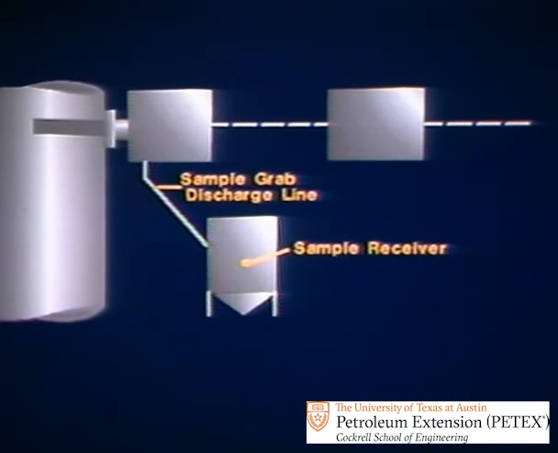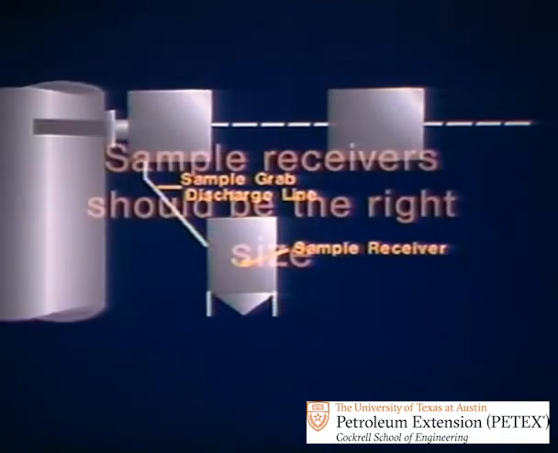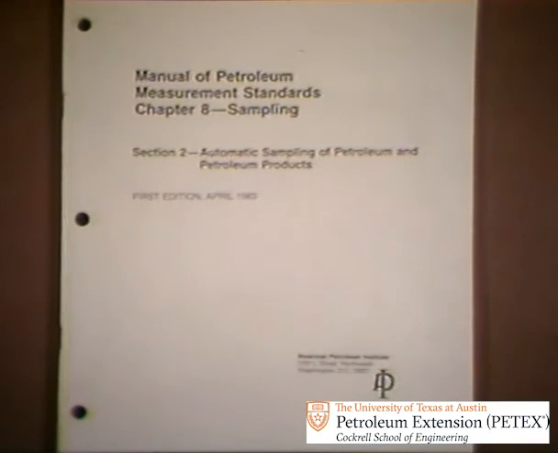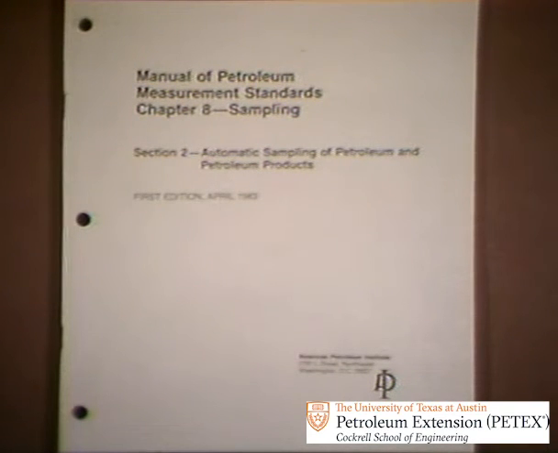Now let's take a close look at the sample receiver, the container that holds the captured sample grabs. First, sample receivers should be the right size. They must be big enough to contain a representative portion of the total volume delivered over a period of time. Procedures for calculating receiver size are detailed in the API Manual of Petroleum Measurement Standards, Chapter 8, Section 2, automatic sampling of petroleum and petroleum products.